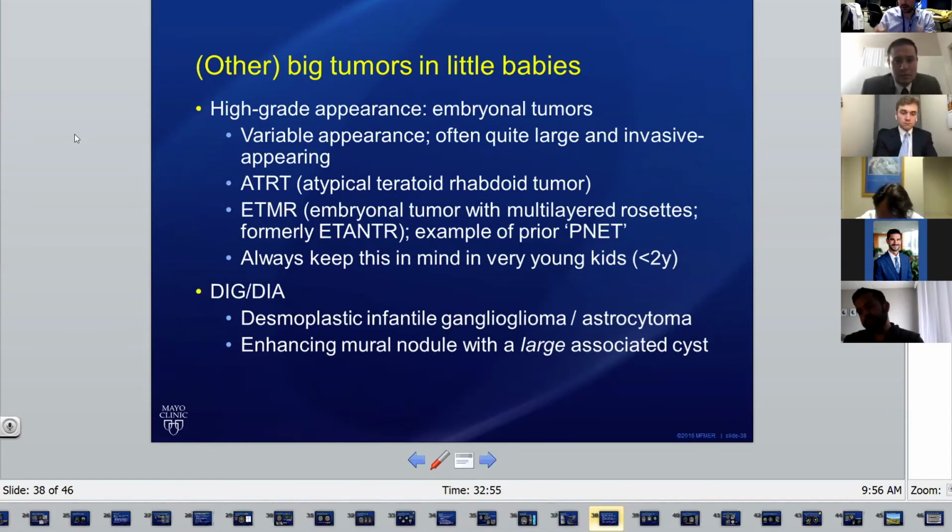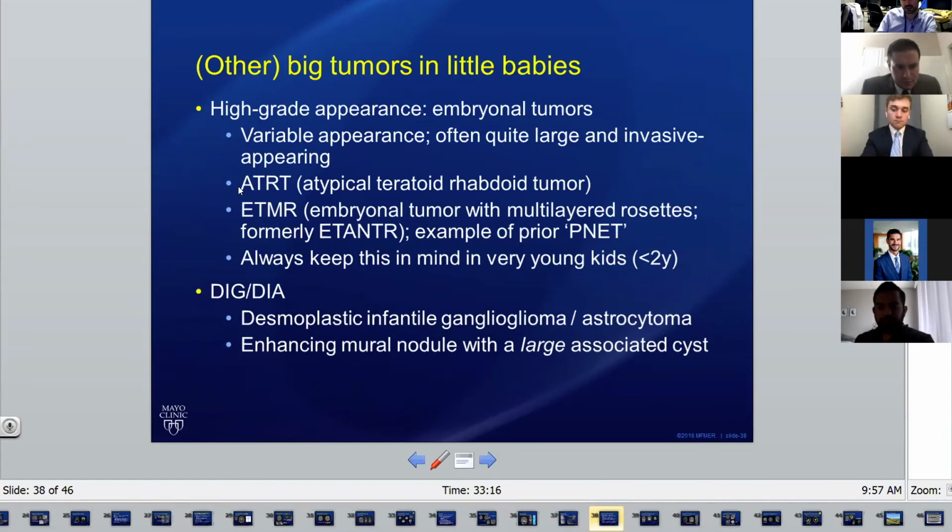These tend to have a very high grade or low grade appearance. And for the high grade tumors, these tend to be embryonal tumors of different flavors. They can have a variable appearance, but they have in common that they're often quite large and invasive at presentation, often causing acute hydrocephalus requiring emergent intervention. The first tumor in this category is ATRT, or atypical teratoid rhabdoid tumor. It has a characteristic histopathologic appearance that resembles muscle cells. That's why they call it a rhabdoid tumor.